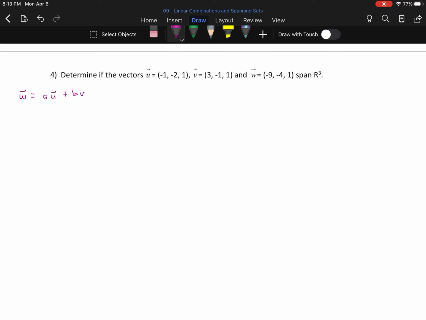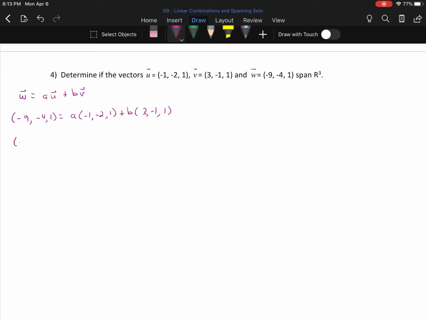If none of that makes sense, I'm going to do that in the conclusions. Okay? For now, I'm going to go back to this test. Is there a way to get w equals a u plus b v? Let's find out if there's an a and b that'll work, and we'll worry about the conclusions at the end. w is negative 9, negative 4, 1. u is negative 1, negative 2, 1. And v is 3, negative 1, 1.